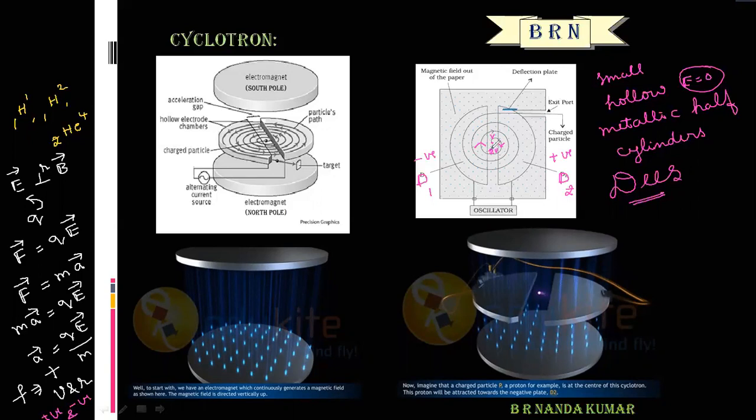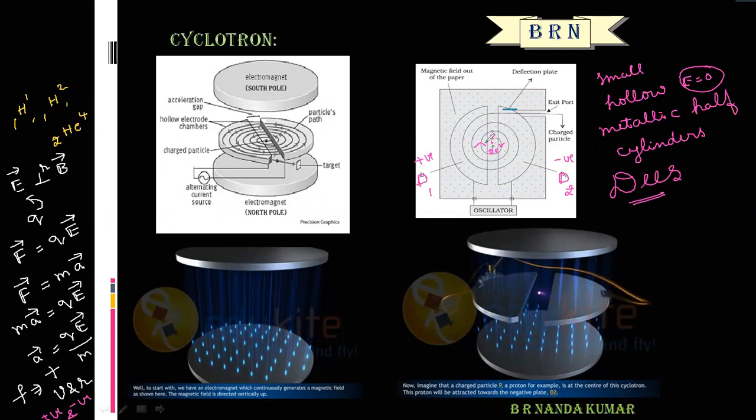Okay, and again, the perpendicular magnetic field brings the charged particle back into the electric field. Once the charged particle completes the semicircular path, what happens to the polarity? It reverses. Now D1 gets positively charged, D2 gets negatively charged.